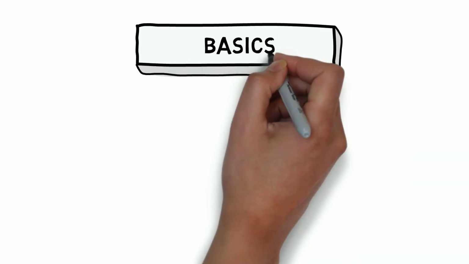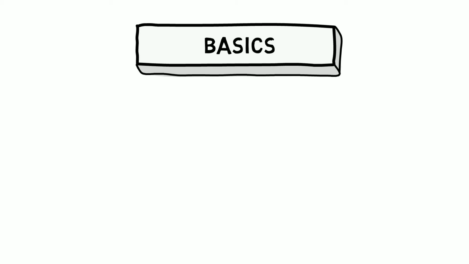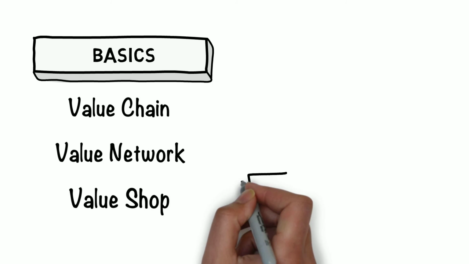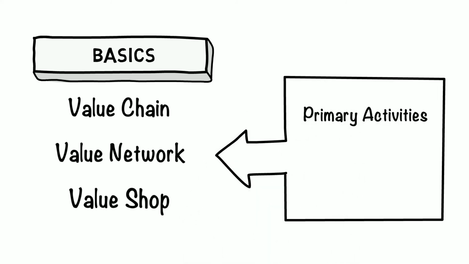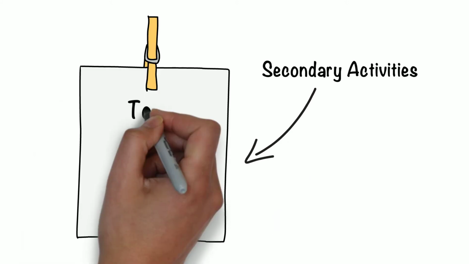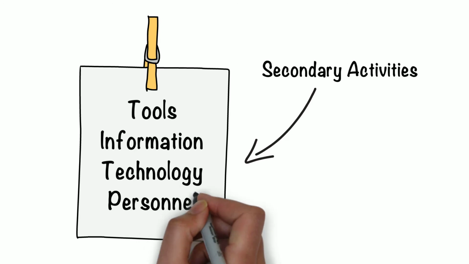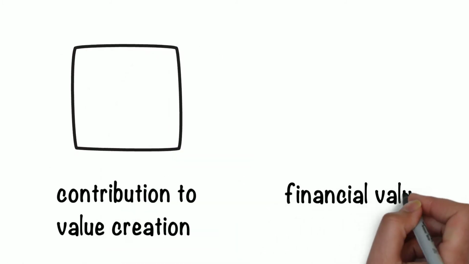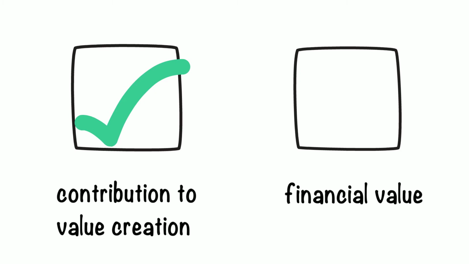In total, there are 3 established approaches in research and practice to describe the value configurations. And these are the value chain, the value network, and the value shop. All 3 approaches have something in common. There is a distinction between primary activities which are directly involved in value creation and secondary activities which are not directly involved. Secondary activities, however, contribute indirectly to value creation. This includes, for example, tools, information, technology, or personnel. These secondary activities are almost identical in all configurations, but there are significant differences in the value creation logic in relation to primary activities. Therefore, when analyzing the value creation of a company, it makes sense to focus in particular on its contributions to value creation and not to consider the financial value as the ultimate.